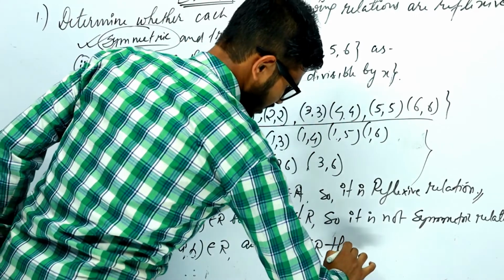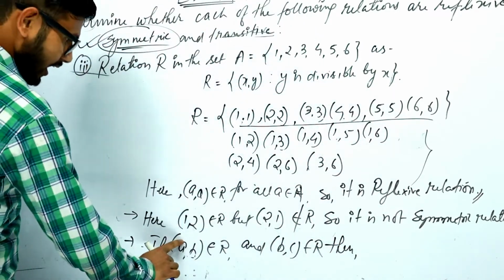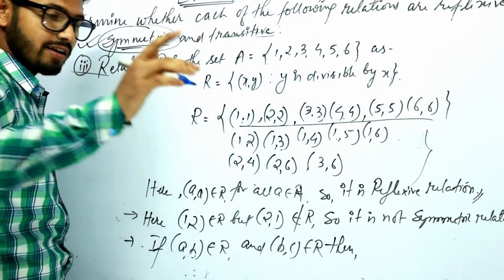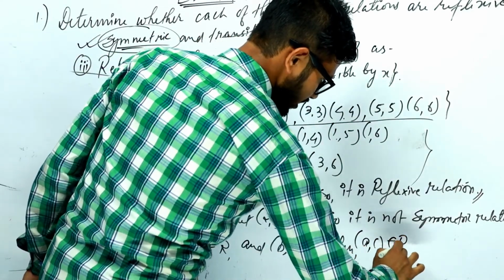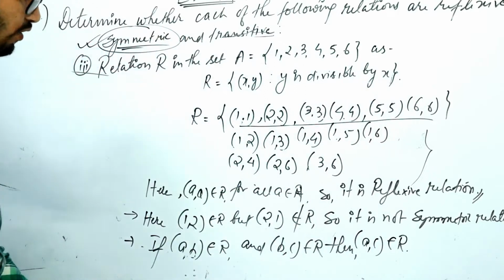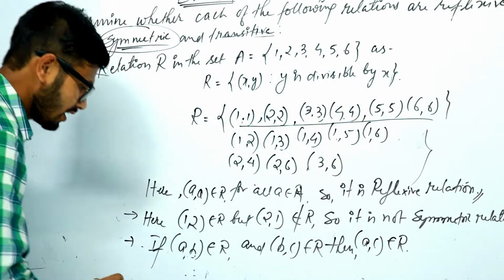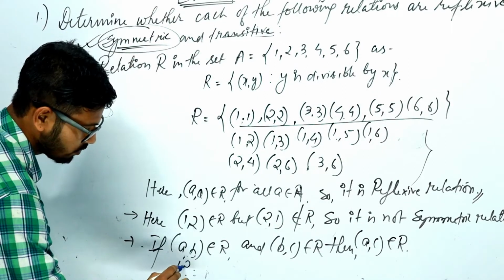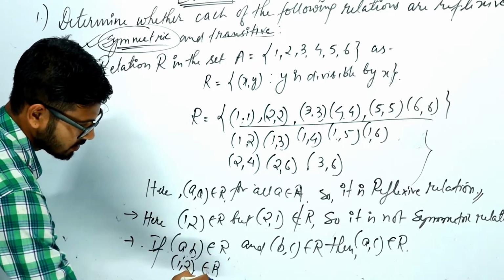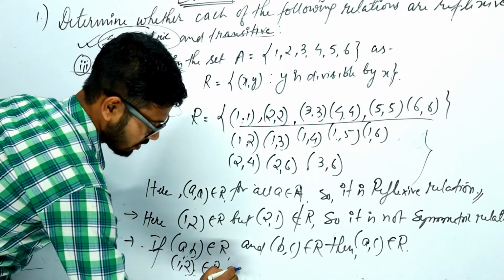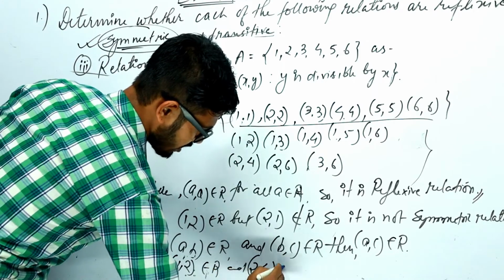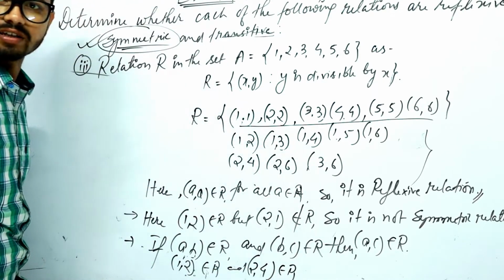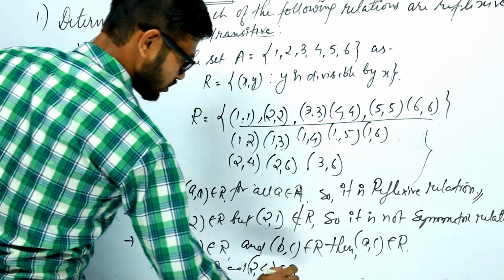Then I can easily consider that A comma C is also present in the relation. Then A comma C will also be present in the relation. Whatever we consider, suppose 1 comma 2 is present in the relation, and 2 comma 4 is also present in the relation, can I say 1 comma 4 is also present in the relation?